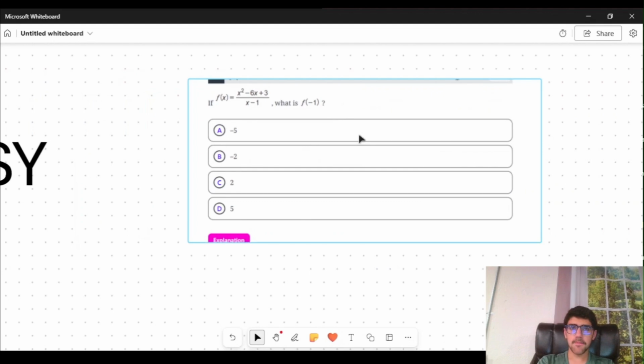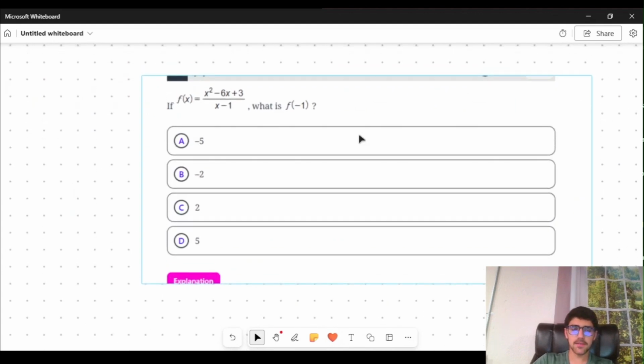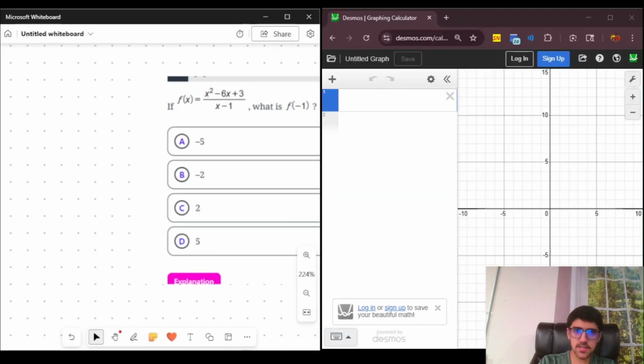The first one tells us, if f of x equals x squared minus 6x plus 3, all divided by x minus 1, what is f of negative 1? For this one, you could technically plug it in, but it's a lot easier to just go ahead and plug it into Desmos. So does it show for you guys? Okay, yeah.